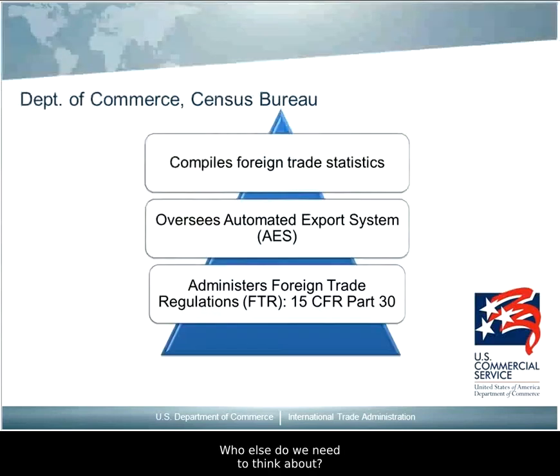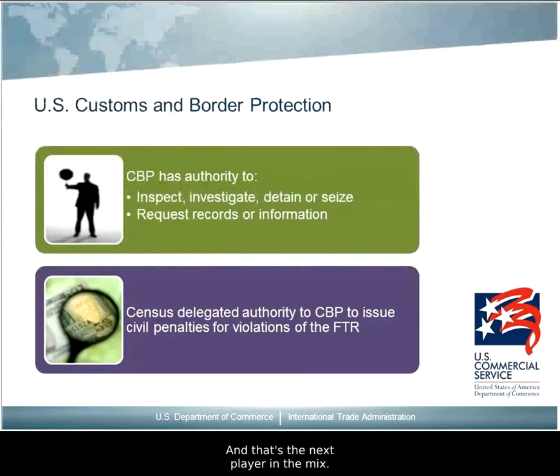Who else do we need to think about? For those of you that may be on the freight forwarding side or those of you that are physically exporting goods or perhaps technology in the tangible form, what's most important on this slide is that you have the Census Bureau that's not only responsible for compiling foreign trade statistics, they also administer the foreign trade regulations, and as part of that, they oversee the filing of electronic export information, or EEI, that is now filed via AES Direct, which has been embedded or incorporated into the overall ACE system. So those requirements are administered by Census and enforced by CBP, and that's the next player in the mix.